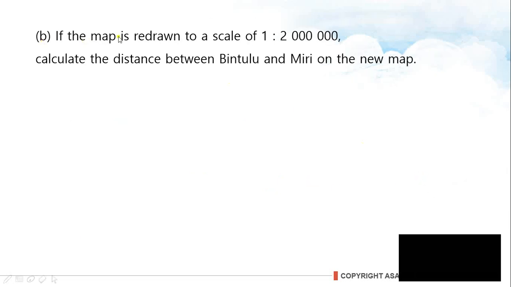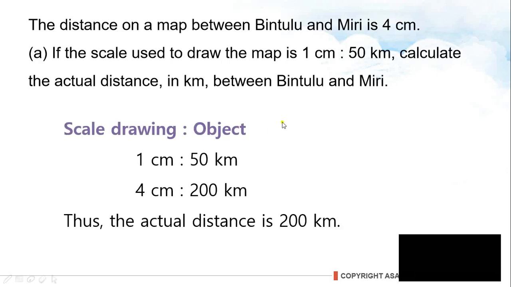Part B: if the map is redrawn to a scale of 1:2 million, calculate the distance between Bintulu and Miri on the new map. Same question as just now. We know that the actual distance between Bintulu and Miri is 200 kilometers. If you still remember, the actual distance is 200 kilometers.